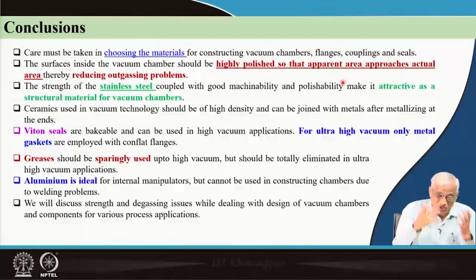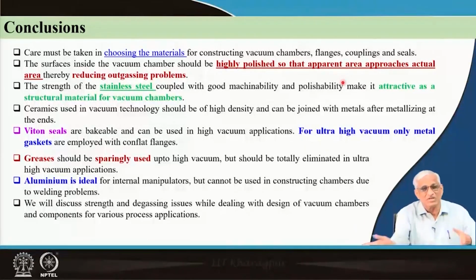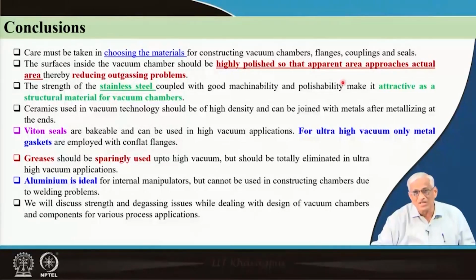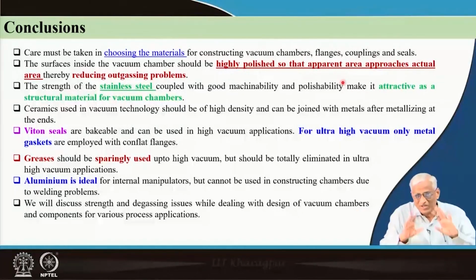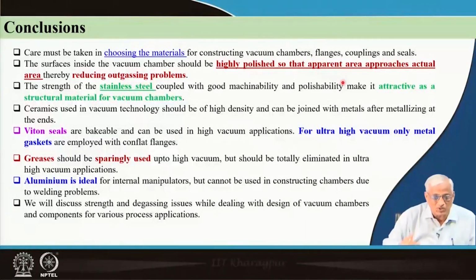And while machining, you should be careful. You should not sweat much. If one drop of sweat falls and by mistake you connect it to the vacuum chamber, it is going to create a billion cc of water vapor gas later, and you will never get vacuum. So, in vacuum technology, cross related problems are there with respect to materials. You have to be very careful.